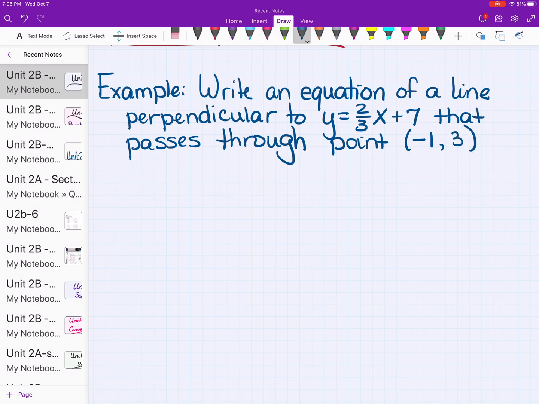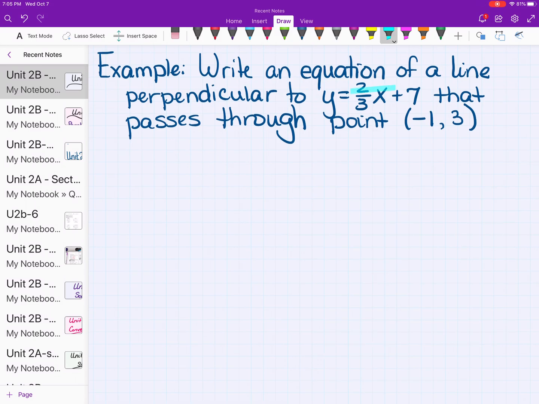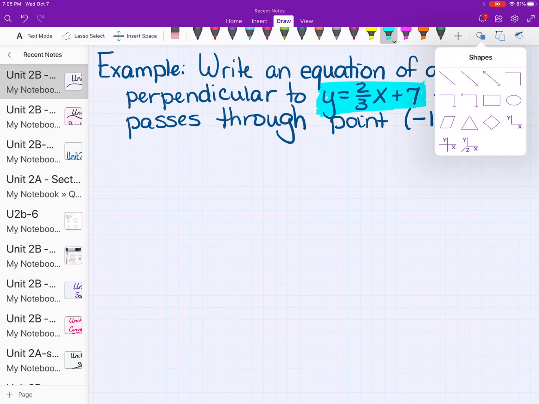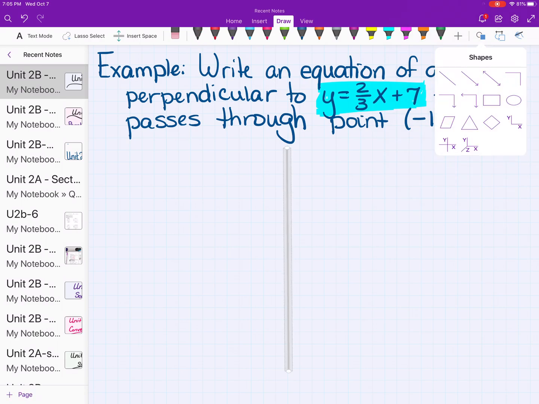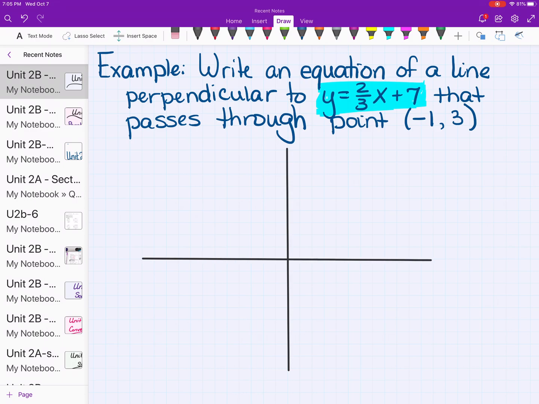Okay, for those of you who are conceptual learners, let's graph this first and kind of get an idea what we're looking for here, okay? So I'm going to graph this line, the blue line. Then I'm going to graph that point, and I'm going to try to draw a line that's perpendicular to give us an idea what we're looking for, okay? So let's see if I can do this correctly. Let's switch to black. Straight line for a y-axis. And a straight line for an x-axis.